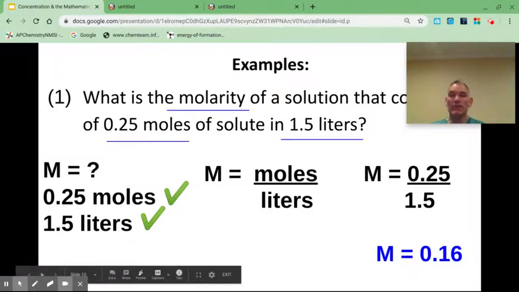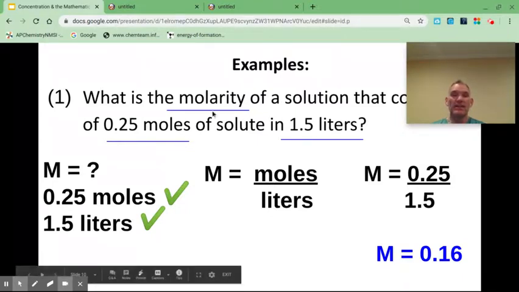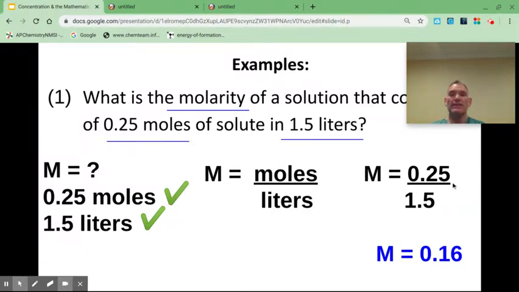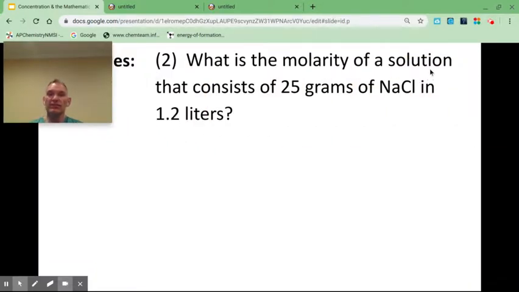Again, the easiest problems involve no extra work. Make sure you're underlining, labeling your units, checking them to make sure they fit, and then plug it in and solve for the missing piece. Let's do number two. Number two says, what is the molarity of a solution that consists of 25 grams of NaCl in 1.2 liters? So as always, molarity, 25 grams of NaCl, 1.2 liters. I know it's a molarity problem.